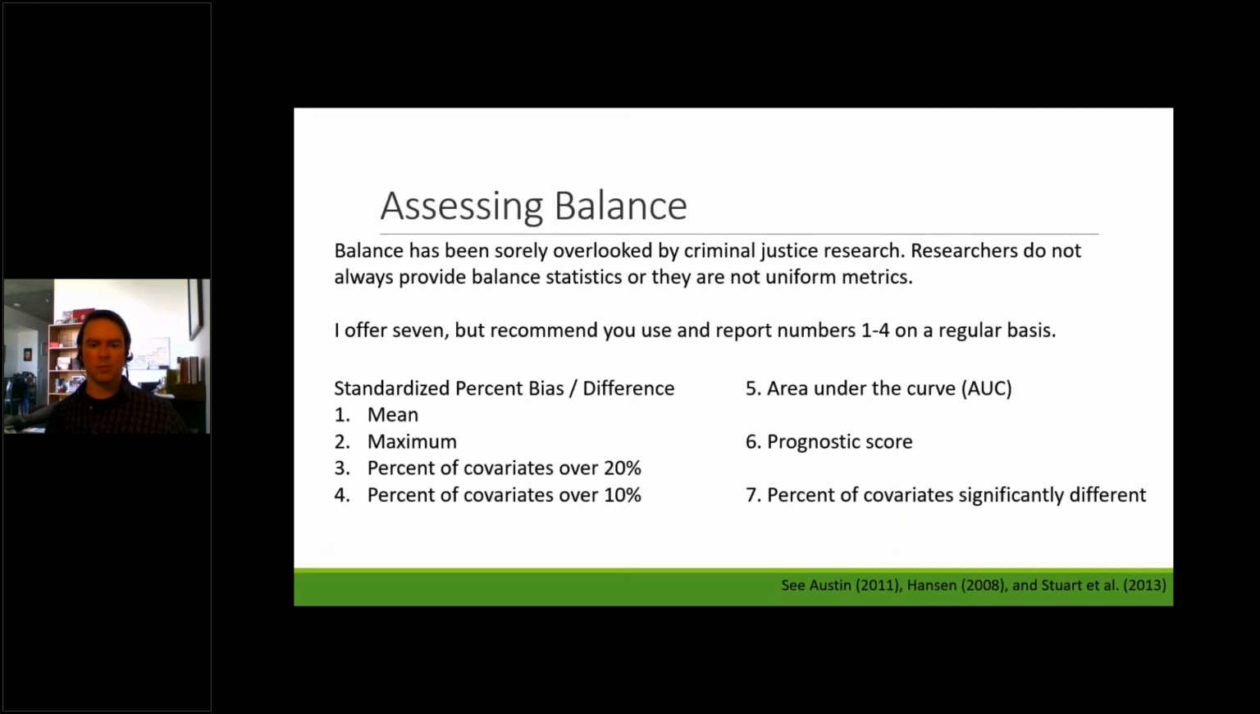Assessing and reporting balance has been an area sorely overlooked by criminal justice research. It doesn't matter if you're looking at peer-reviewed journals or at technical reports. Researchers do not always provide balance statistics, and when they do, they're not the same across the studies. Ultimately, when the treatment is binary, I'm offering you here today about 7 different metrics, but I highly, highly recommend that you use and report numbers 1 through 4 on a regular basis.